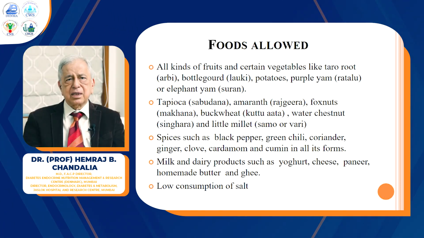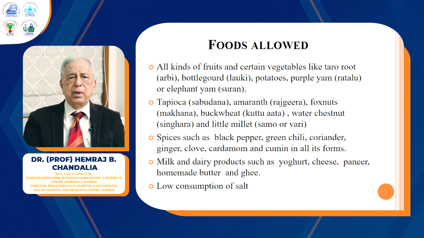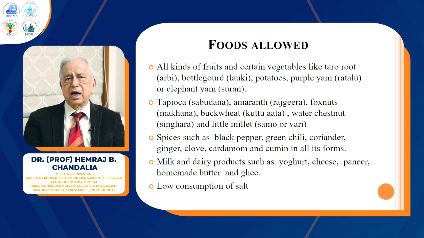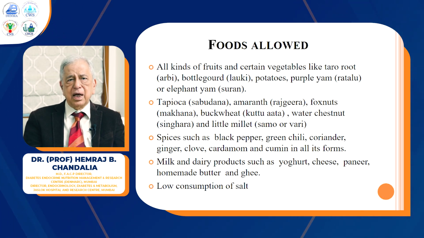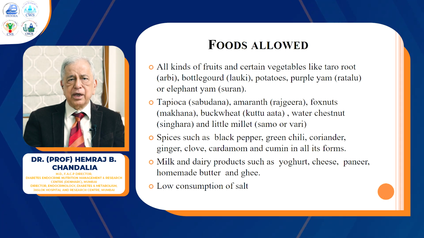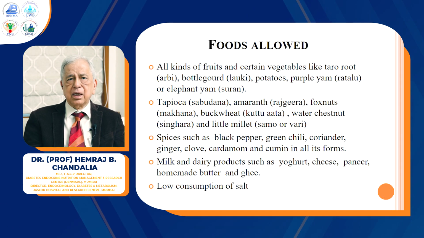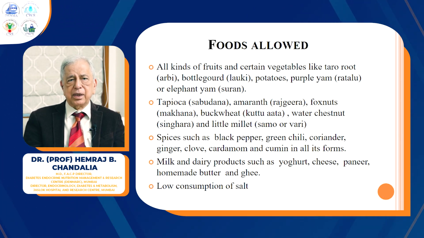In Shravan fast, spices should be avoided, although you can use black pepper, green chilies, coriander, ginger, clove, cardamom, and cumin seeds in all their forms. In this diet, milk and dairy is important. Milk, dairy, yogurt, cheese, paneer, these are all allowed. However, butter has to be homemade butter or ghee.